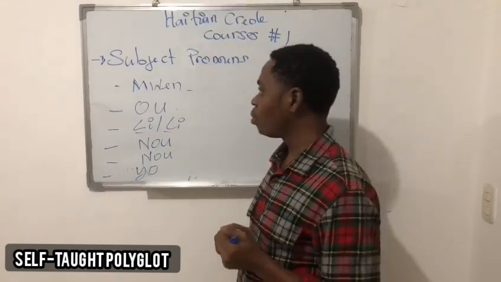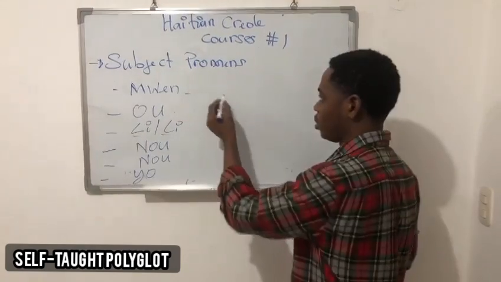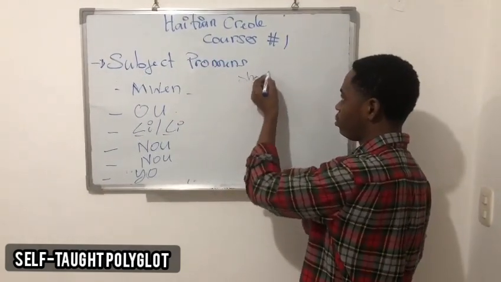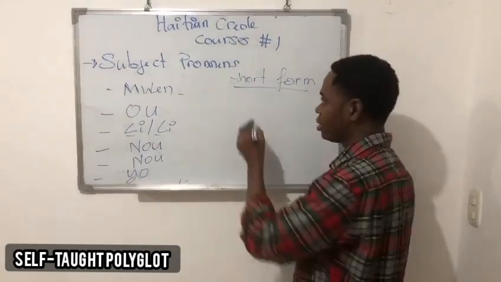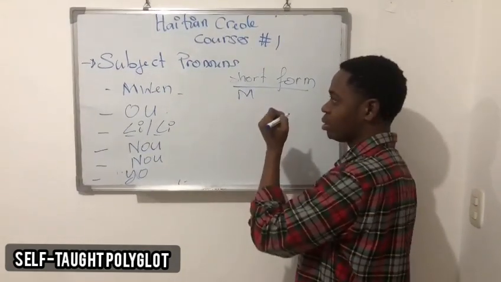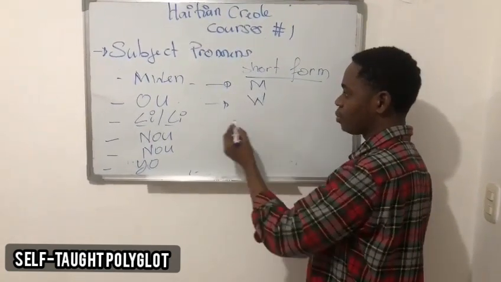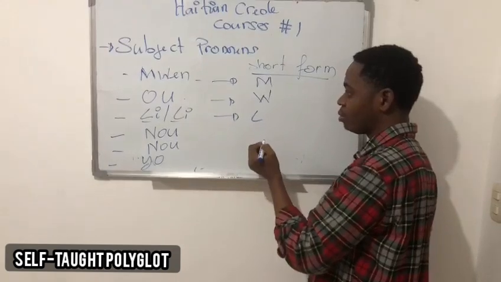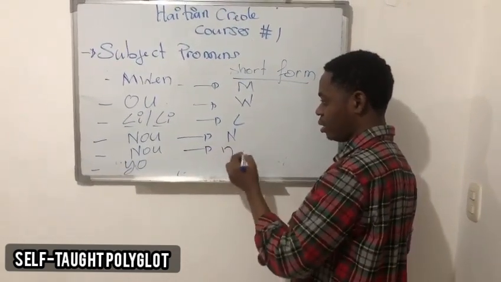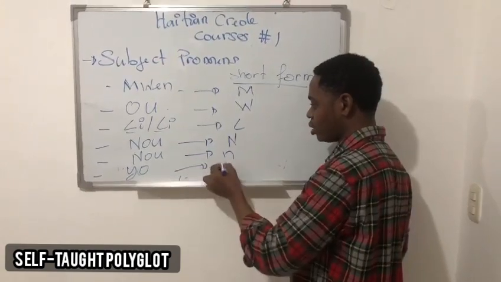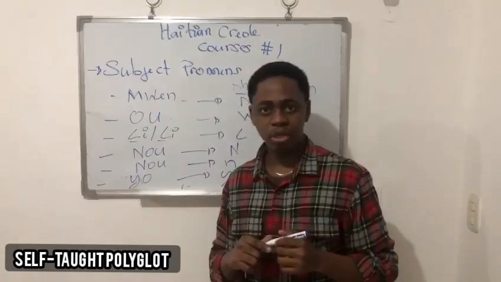Okay? So, the short form for moi, we're gonna get to the short form. Moi is M, okay? Ou is W, li is L, no, N, no again, N, and yo is Y. Basically, that's the short form for the subject pronouns in Haitian Creole.